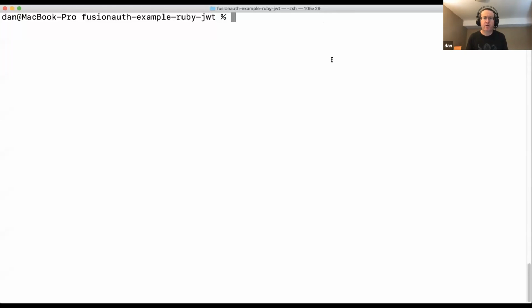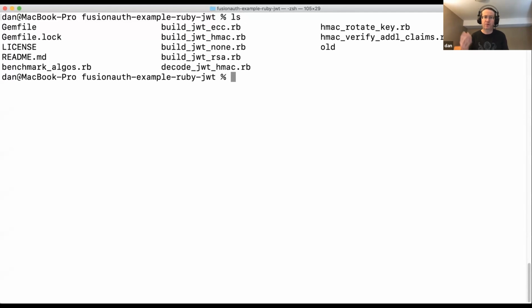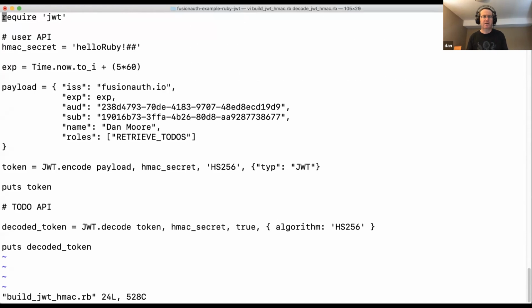So here we are, and this is Apache licensed. I think I posted in the presentation. I can send this presentation to y'all later if you want, but this is using the Ruby JWT library for manually creating and decoding JWTs. So if we look at build JWT HMAC and decode JWT HMAC.